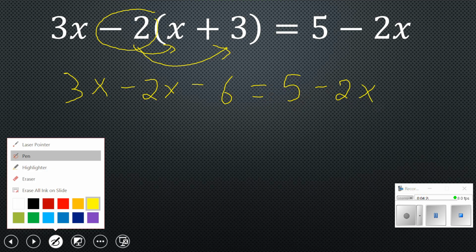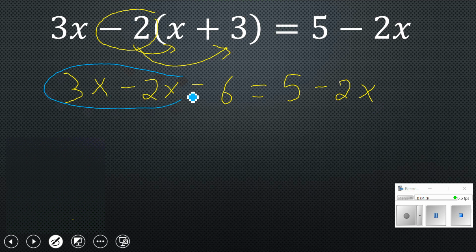Next step is we're going to combine like terms. And over here I see we have 3x minus 2x. That's going to give us an x. So we're left with x minus 6 equals 5 minus 2x. And now you can see we're getting it simplified better.